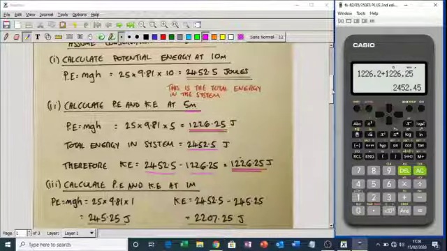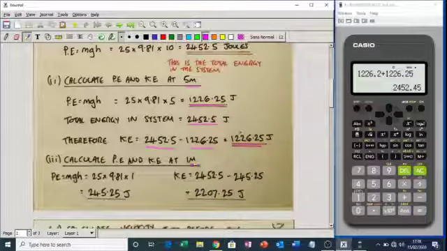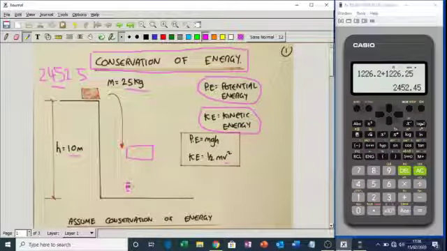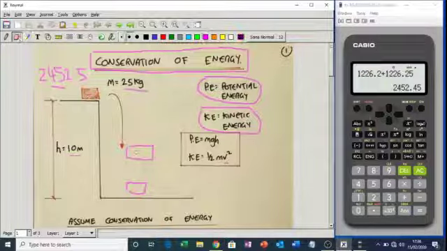And the next one is we'll do it when it's 1 meter from the floor. So now it's just about to hit the floor. It's going to be 1 meter off the floor.